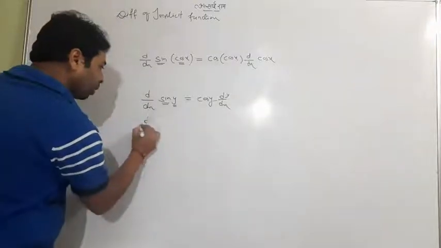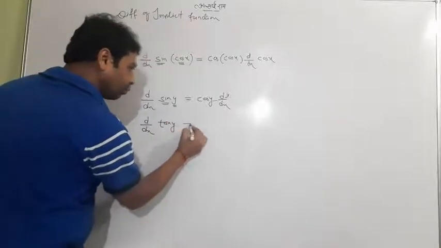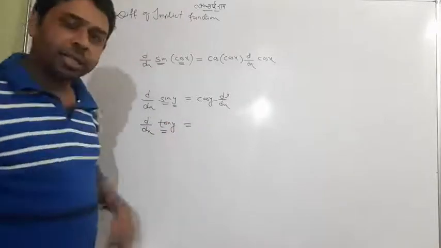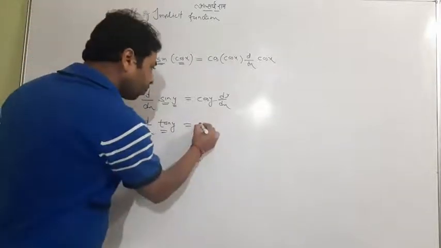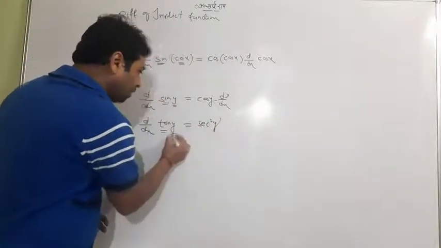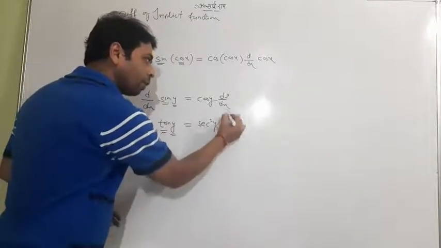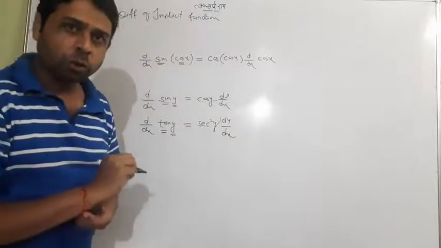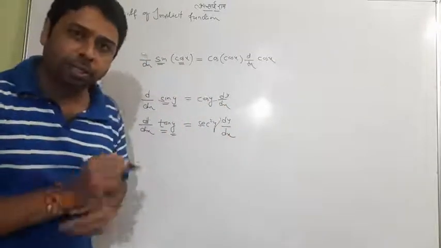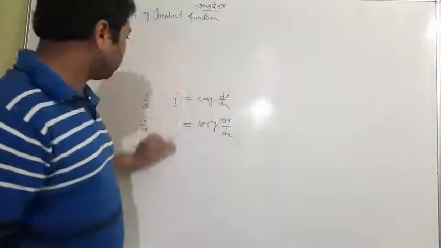See one more. Suppose you have d by dx of tan y. What will you write? First it will be tan and then second y. So tan, the differentiation of tan is sec square y, and this is the second function y, whose differentiation d by dx of y is called dy by dx. That is simple as that. So keep this also in mind, very simple, nothing hard. Okay, hope till here you have got it.